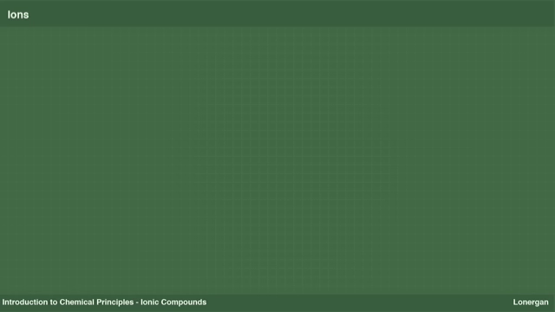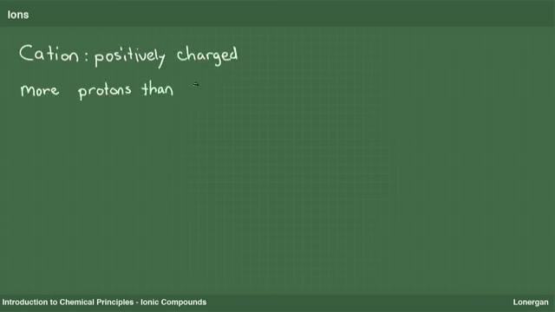Ionic compounds are made up of ions. An ion is an atom or compound that has an unequal number of protons and electrons. This imbalance leads to a net charge, either positive or negative. A positively charged ion is called a cation. A cation has more protons than electrons.